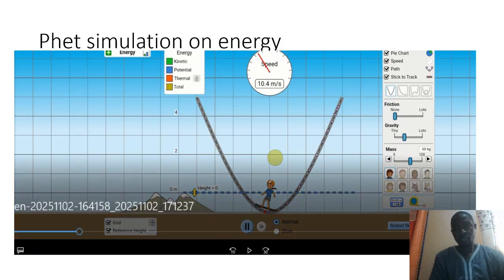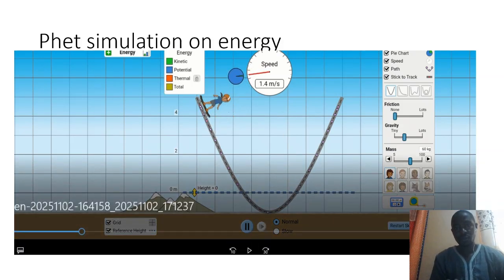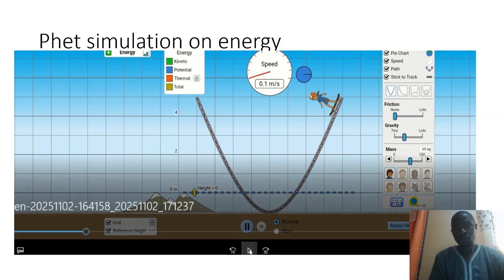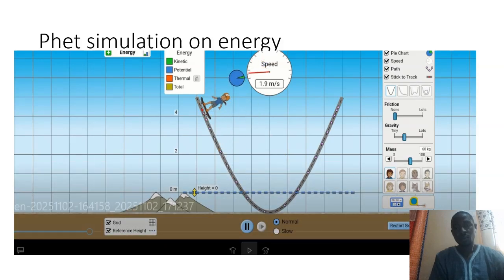So what does that imply? At that point, there is maximum kinetic energy. And at the top, the skater's velocity is running to zero and he is at a given height. So at that position, the skater will have maximum potential energy. So at the bottom there is maximum kinetic energy, and at the top maximum potential energy, since the velocity is running to zero and he is at a given height.